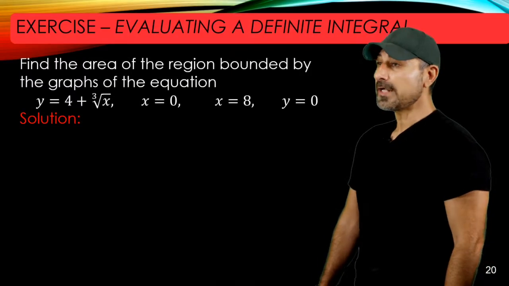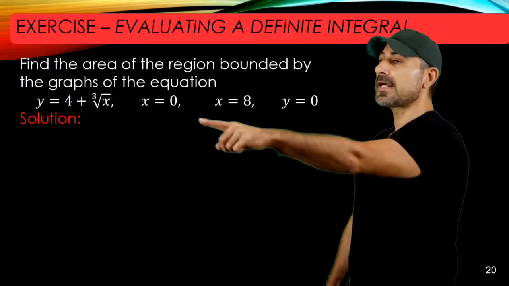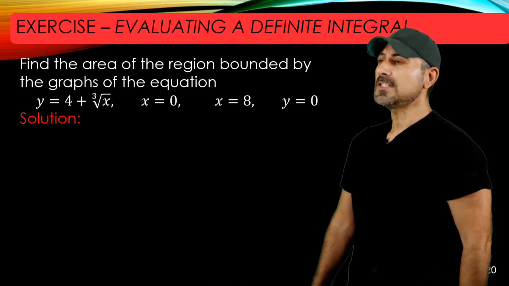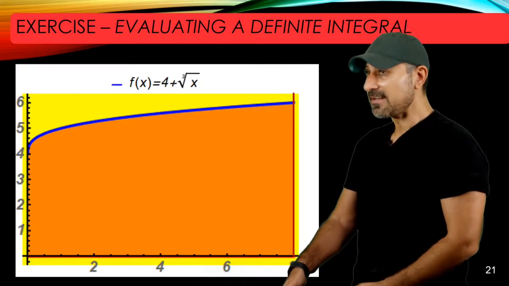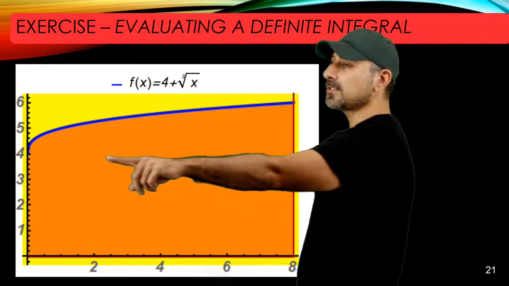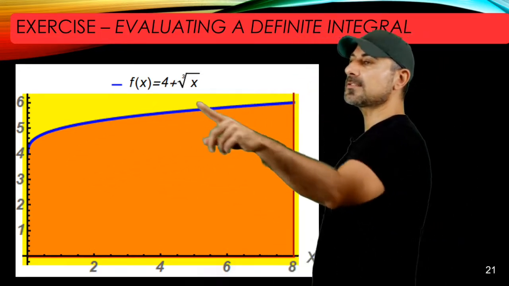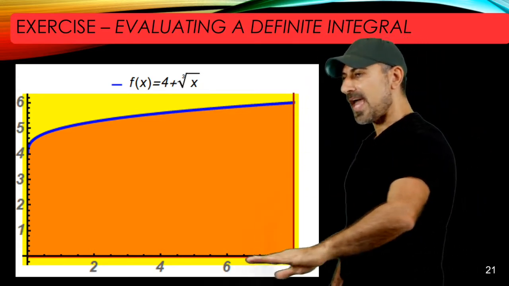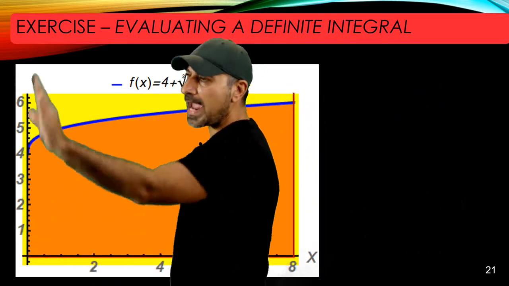All right, why don't you go ahead and use your TI-84 to graph those four functions in the same graph and see what the region looks like. So here is what I have. So here is the blue curve. Blue curve corresponds to f. And then I have the vertical line here, x equals 8. I have the x-axis and I have the y-axis.